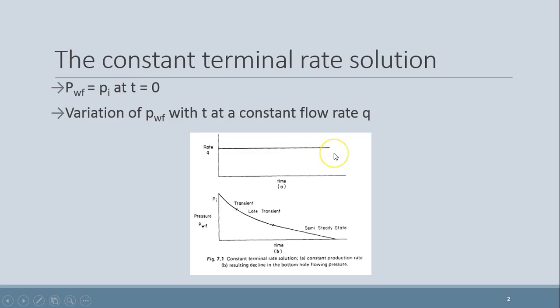This is the surface flow rate; it remains constant, and you can see the pressure behavior with the PWF. Initially, PWF was equal to PI, that is the reservoir pressure, so there was no flow. Then we start to produce from the reservoir, and that we control from the surface, from the choke line. We set a rate at the surface at which we have to produce, and then the PWF, the flowing bottom hole pressure, starts to decline gradually. PI minus PWF, the reservoir pressure minus the bottom hole flowing pressure, is called the drawdown.